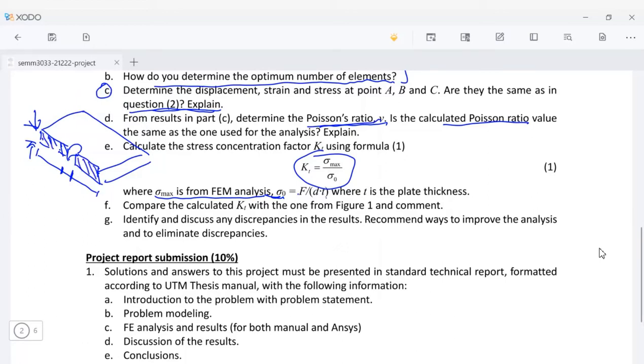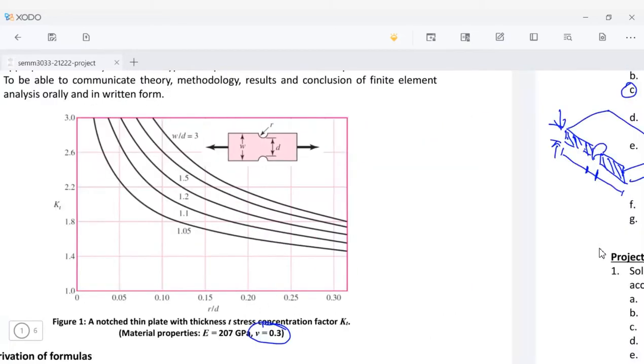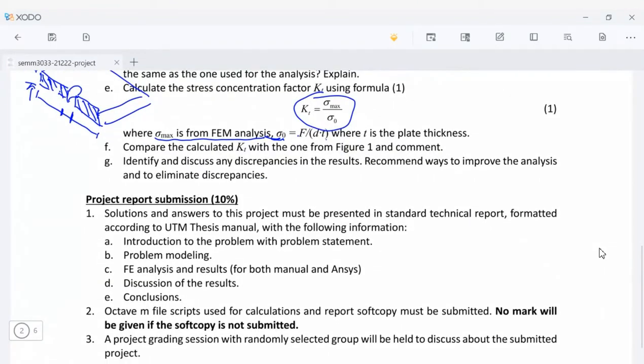All right, compare the KT with the one from figure 1 and comment. So do we get the same answer as the one in figure 1? Because this value, they get it from experiment. So what we are trying to do here is to verify using finite element. So are they the same or not? Identify and discuss any discrepancies in the results. Recommend ways to improve the analysis and eliminate discrepancies. Any problem with errors basically, discrepancy, perbezaan.